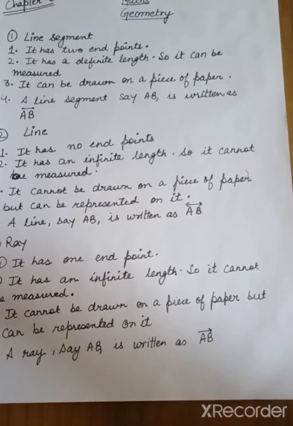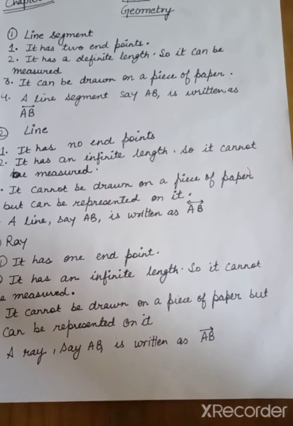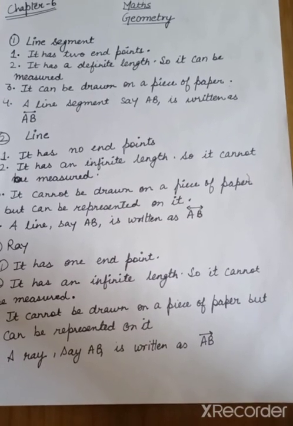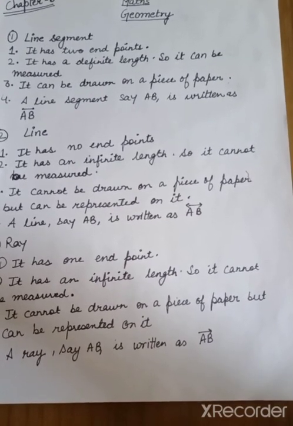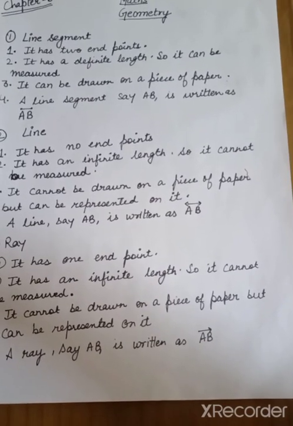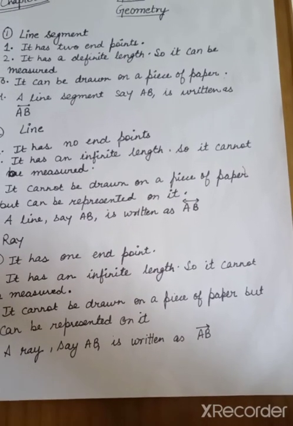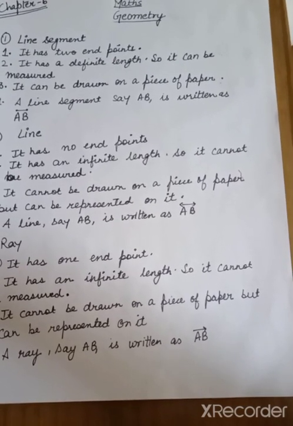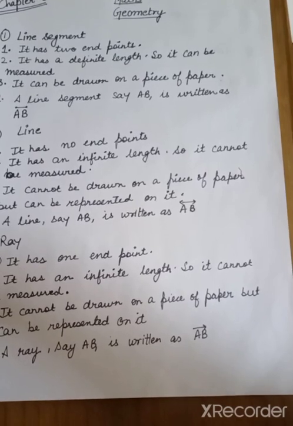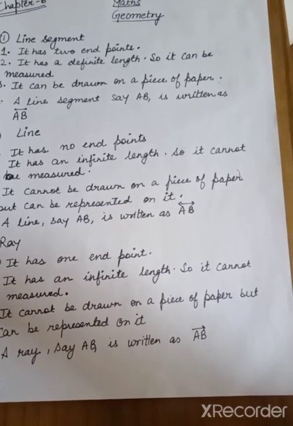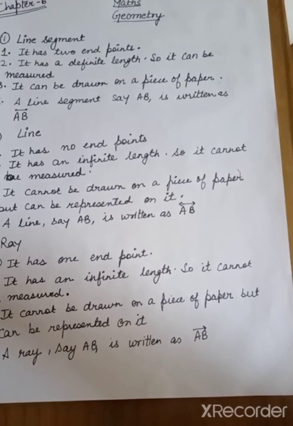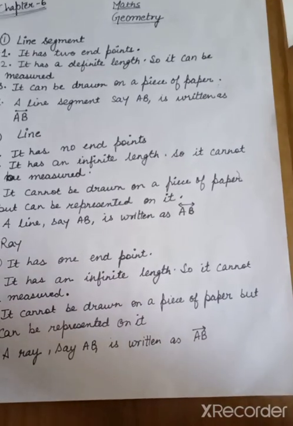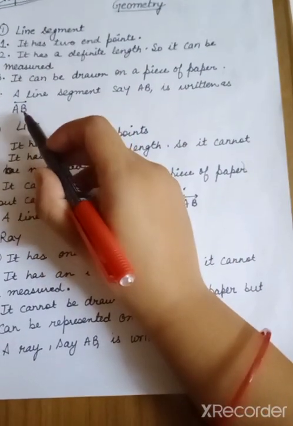Line segment. As you all know, what is a line segment? The properties of a line segment are that it has two endpoints, and it has a definite length. Means if it has two endpoints, it has a definite length, so it can be measured. Third, it can be drawn on a piece of paper. And fourth, a line segment AB is written as AB, like this.